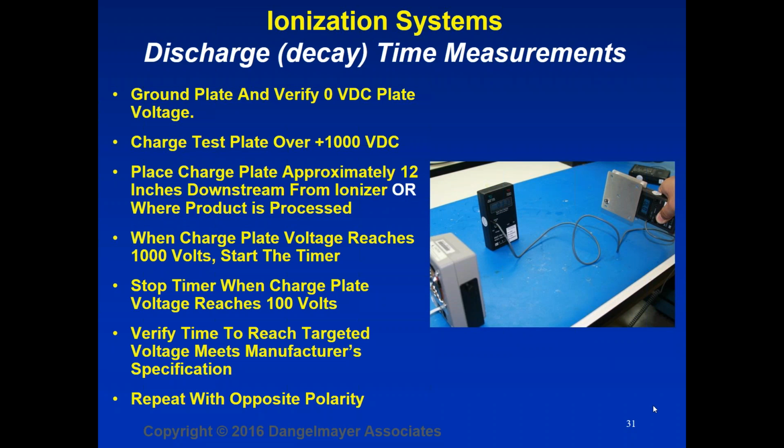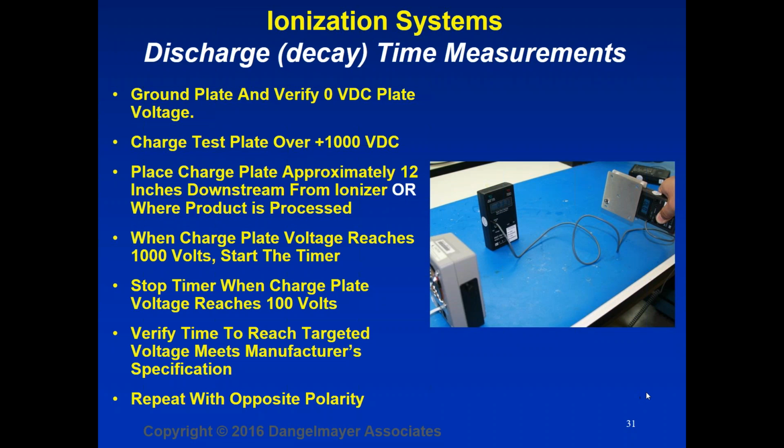What you're going to do is once more ground the plate and verify that the zero adjustment is correct on the instrument. We're going to use some other device to charge the test plate to over 1,000 volts. There are small handheld chargers for this process, or it might be contained within the charge plate monitor itself. We're going to place the charge plate approximately 12 inches downstream from the ionizer, or again, where the product is processed, you can choose the measurement location.